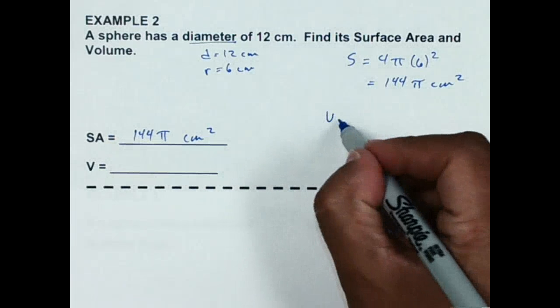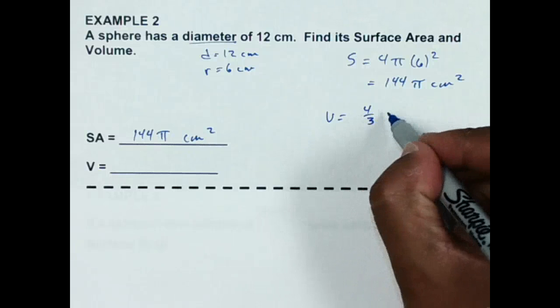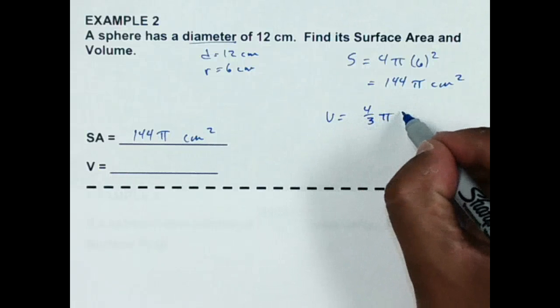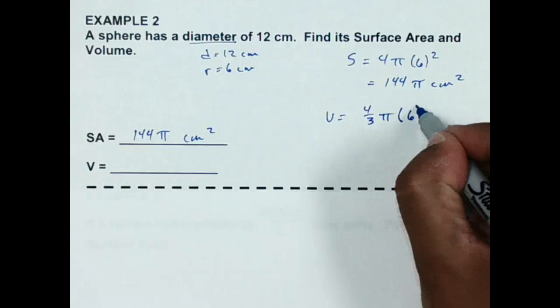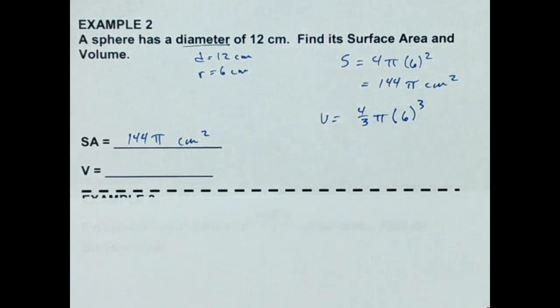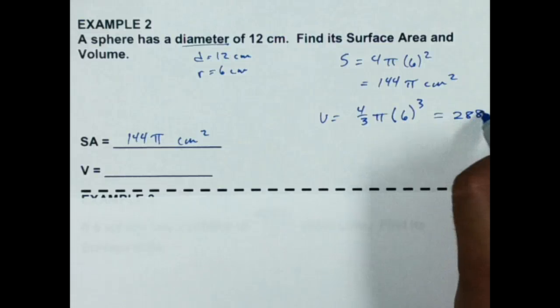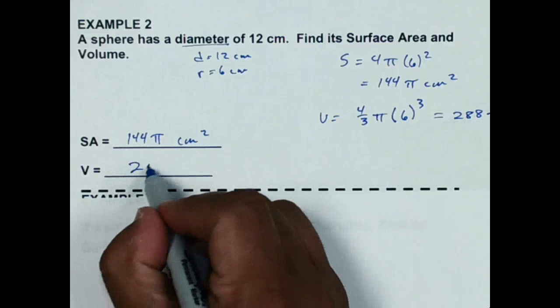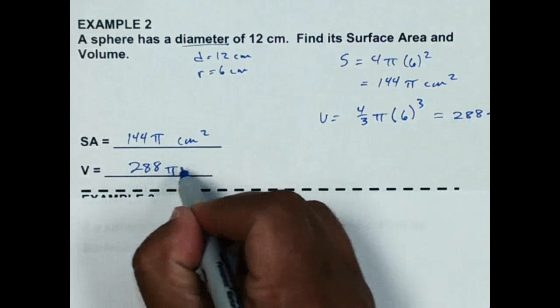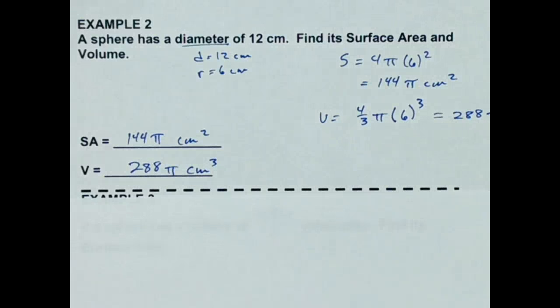Now for volume, that's going to be 4/3 pi times my radius cubed. Alright, so putting that in the calculator, 6 cubed is going to come out, this would actually be 288 pi cubic centimeters.